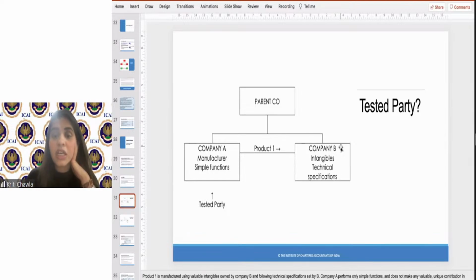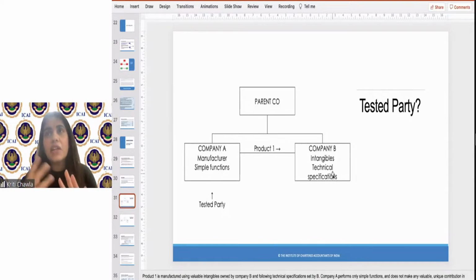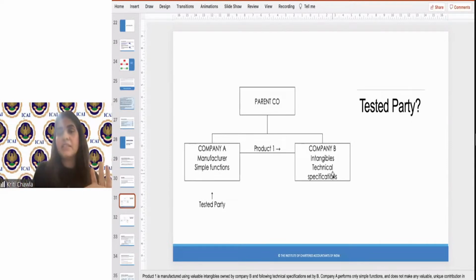So in this situation, if you need to calculate the profit margin when company A is manufacturing and selling the product to company B, which company do you take as the tested party? Well, you take company A as the tested party because it is doing all the simple functions, and company B on the other hand is holding all the intangibles. It has all the technical specifications, etc. So you do not take that as a tested party because in terms of calculating the net profit, all the intangible calculations, etc., it's going to become very, very complex. So you take the simple entity as the tested party and you calculate the net profit margin of the simple entity.